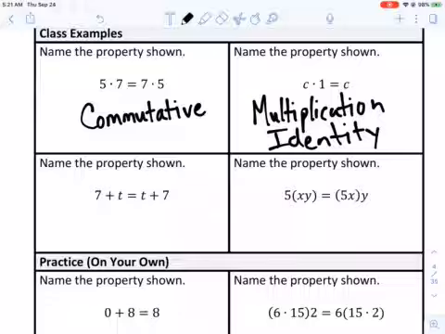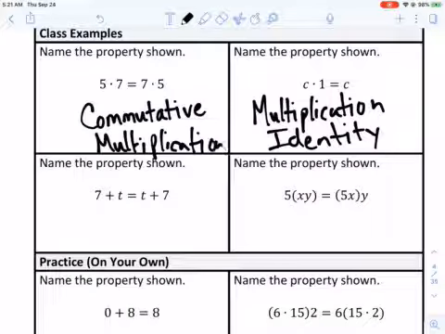Now, I'm not super particular with how you name these. Some people tell you the last one we just did is commutative of multiplication. But if you just write commutative, I'm okay with that.